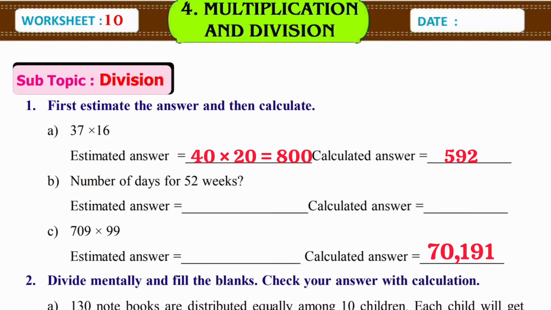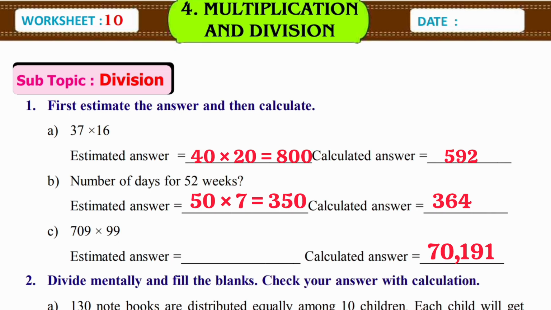Number of days for 52 weeks. So estimated value, firstly we write 52 is approximate to 50. Then in a week 7 days will have. Okay, so 50 into 7 will get 350. But actual answer of 52 into 7 is 364.